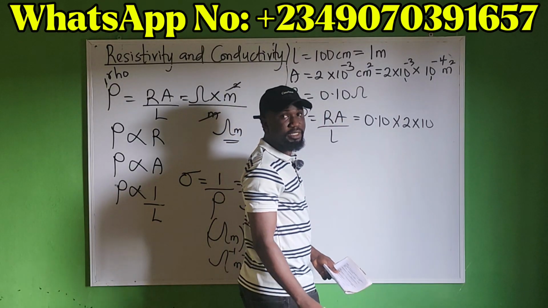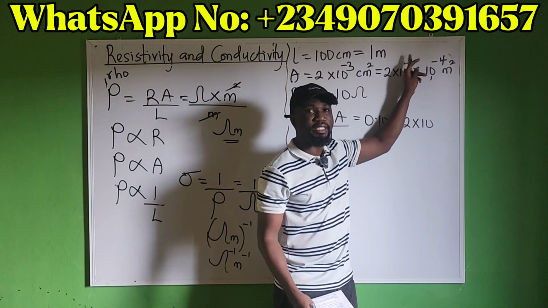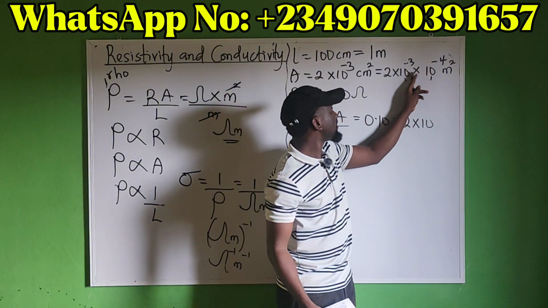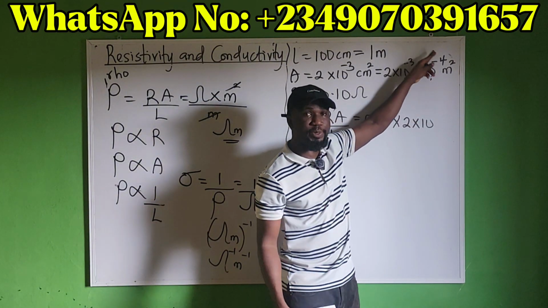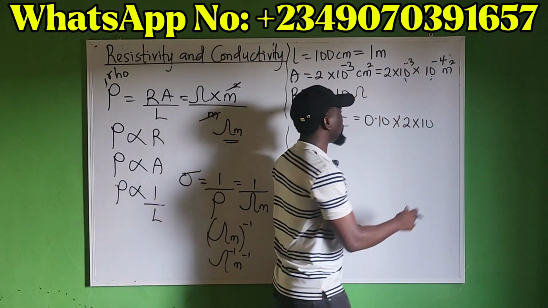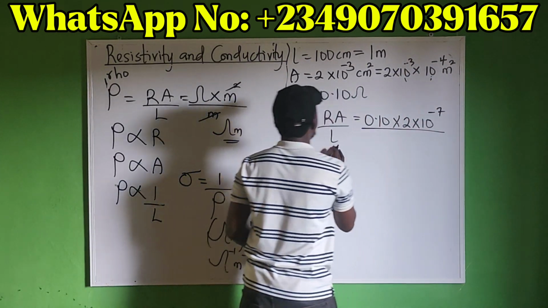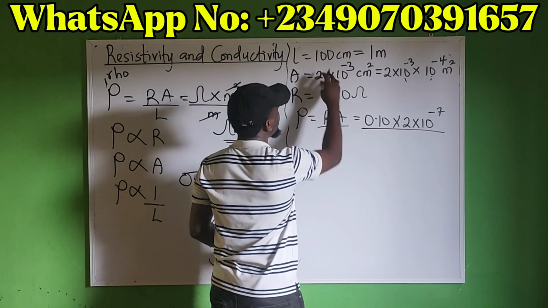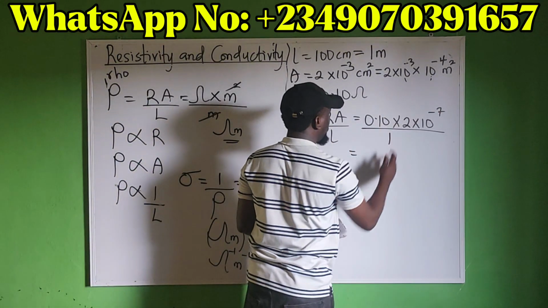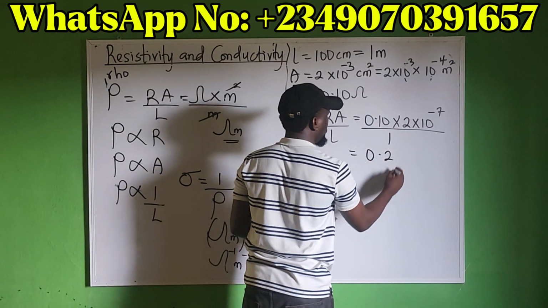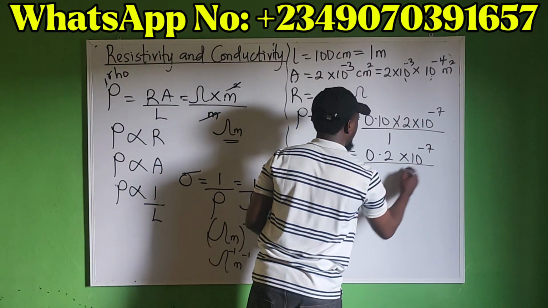Pick one of the bases. So we are now going to add the powers since these bases are multiplied. So negative 3 plus negative 4, that's negative 7. So here is negative 7. Then divided by, what is L? L is 1. So 0.10 times 2, that will give us 0.2. Then times 10 raised to power negative 7 divided by 1.